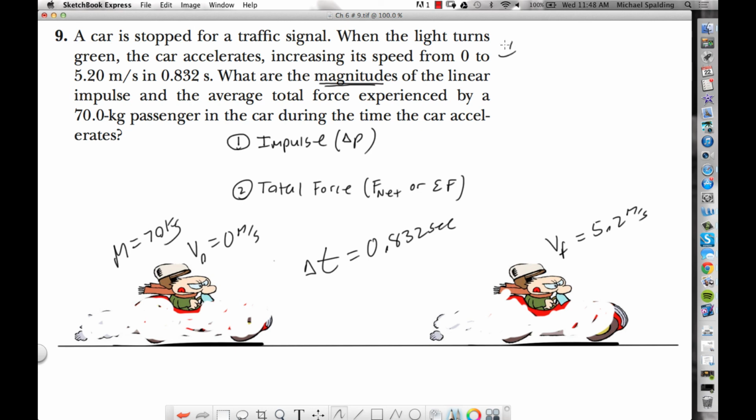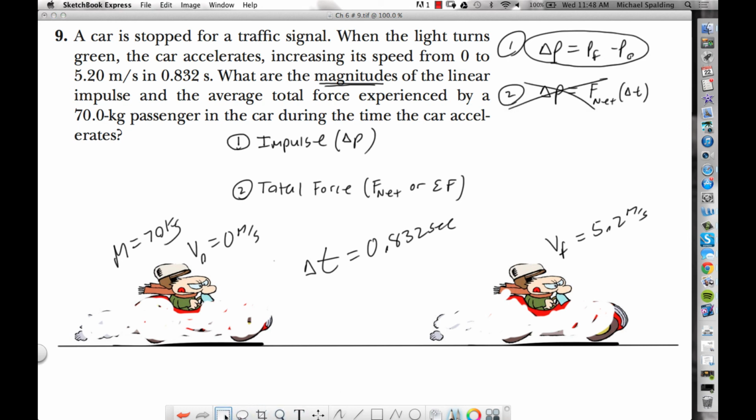So how are we going to find the change of momentum? Let's go up here. So number one, there's two possible ways to do it. You could go change of momentum equals momentum final minus momentum initial. Or what's the other way? Change of momentum equals net force multiplied by time. Those are the two equations I gave you for finding impulse. What you just said would be this one right here. So basically, this second equation is not going to work because we don't have net force. We do have the time, but we don't have the net force.